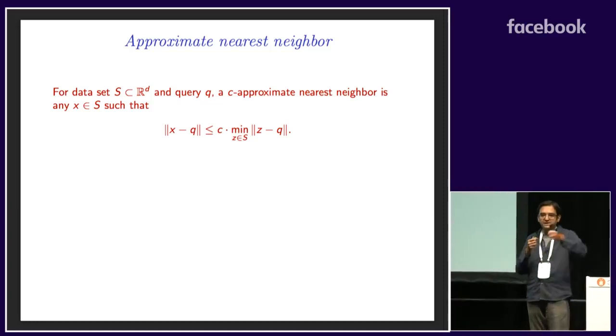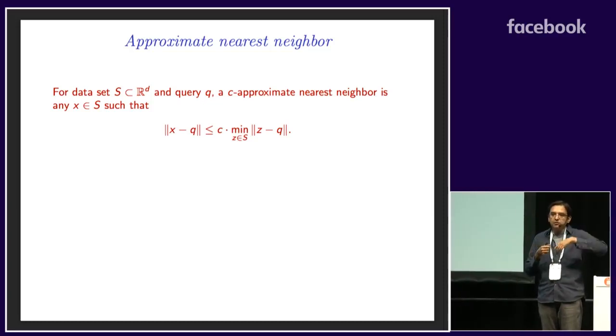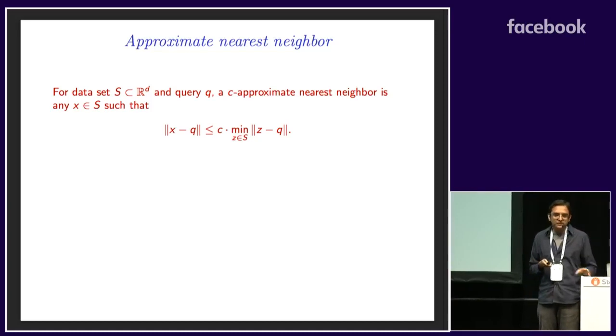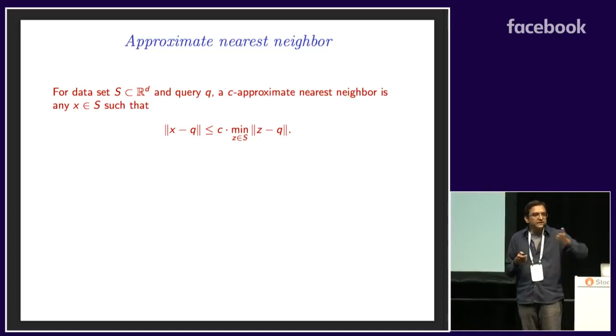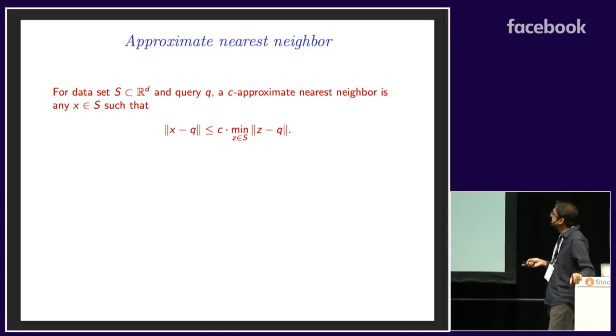Okay, so if the closest point is distance 10, then you return something that's a distance at most 10C. So if C is 1.1, then you return something within distance 11. That's what C approximate means.